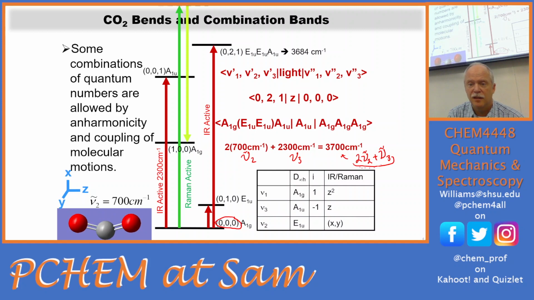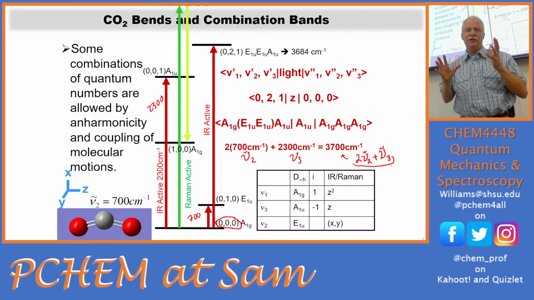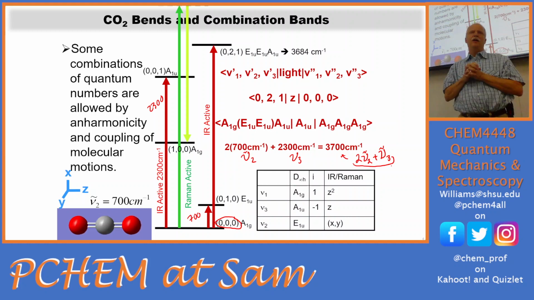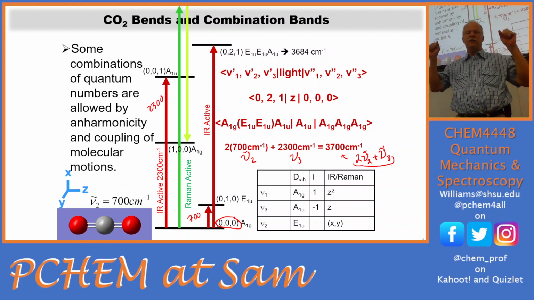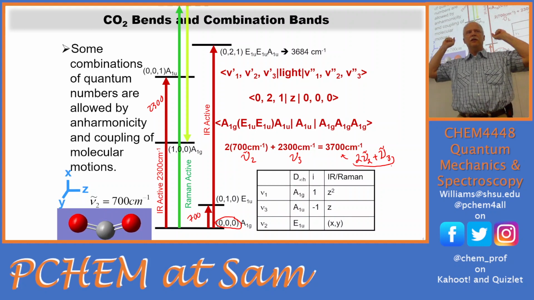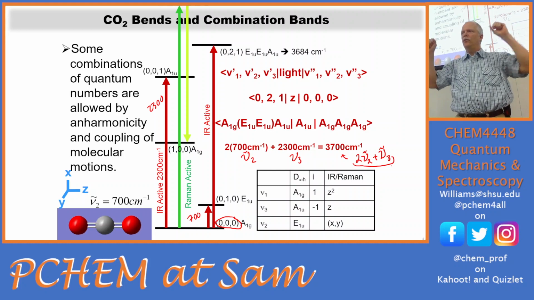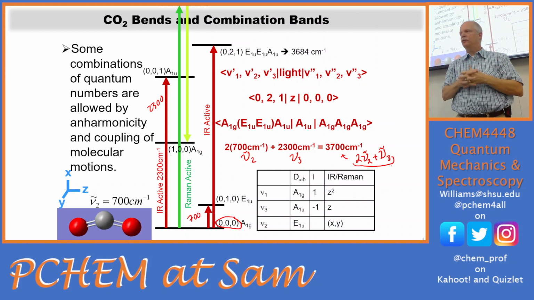So if you see this label of that combination band, the 2 nu 2 plus nu 3, you take this 700 and you multiply by 2, and then you add in the 2300, and that's what you get. That's the total vibrational frequency. Now, this one is a little tricky to show, because how do you show twice the excitation in this motion and add in the asymmetric stretch? But all 3 of those things are happening at that frequency.